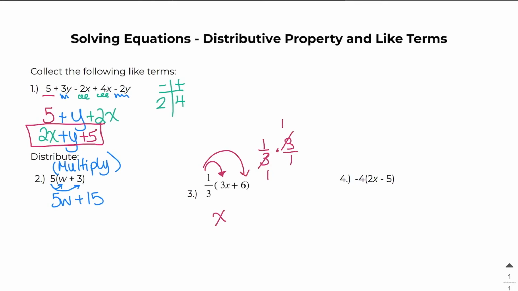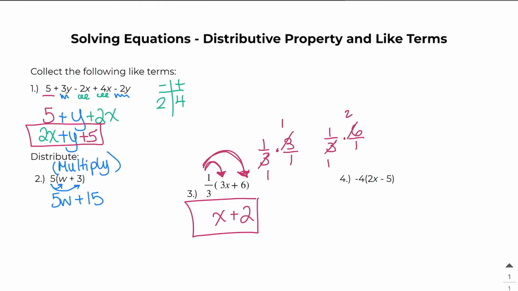Now I would multiply 1/3 by 6. This is 6 over 1, and I would see, well, 3 and 6 are both divisible by 3. 3 divided by 3 is 1. 6 divided by 3 is 2. So I end up getting positive 2 over 1, which is just 2. So this is what I get when I distribute it. But think about it logically. This is just saying find a third of 3x, which is 1x. Find a third of 6, which is 2.